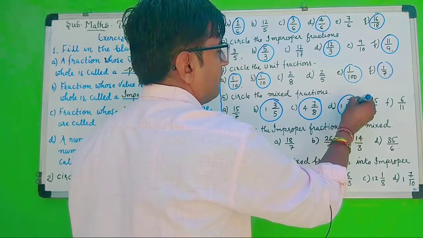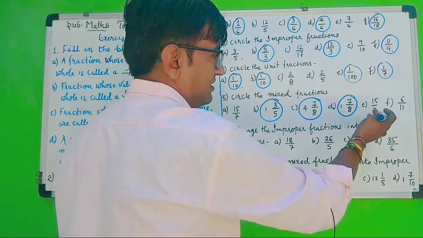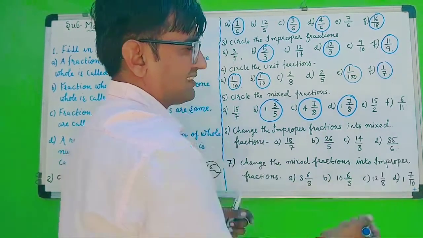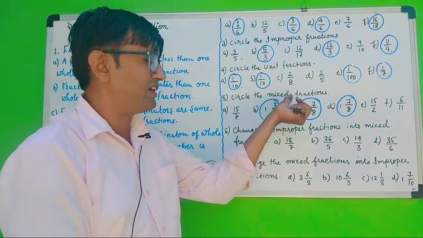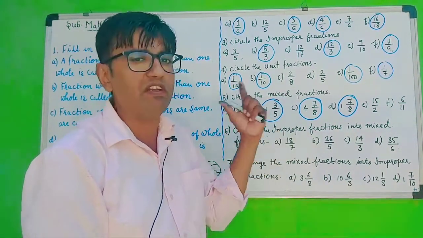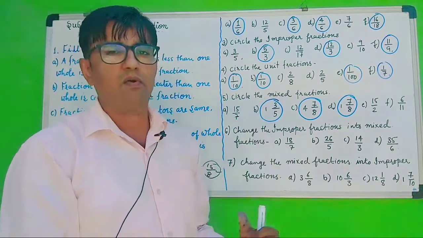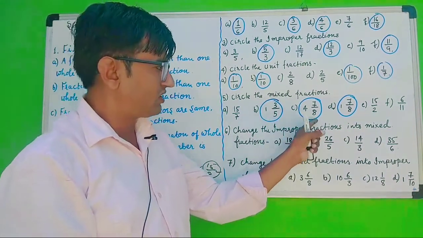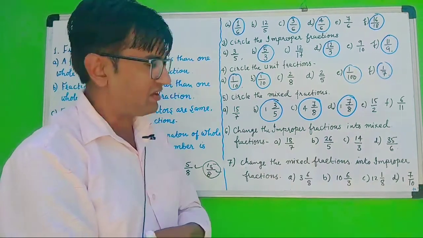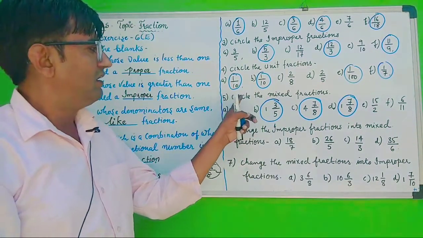1 7 by 8 is yes. 15 by 2 is no. 6 by 11 also no. Because we have learned that a mixed fraction means it is a mixture of a whole number and a proper fraction. So these three are the mixed fractions. Clear? So this is about question number 5.